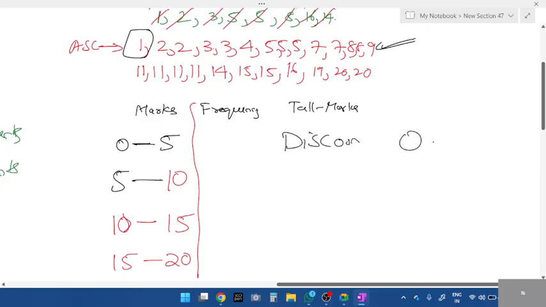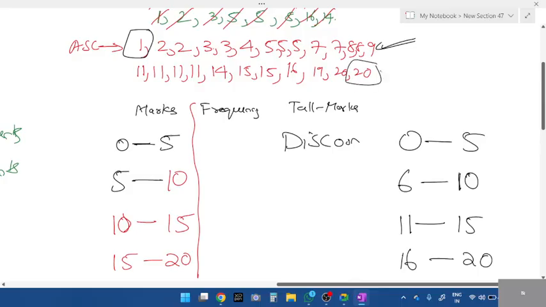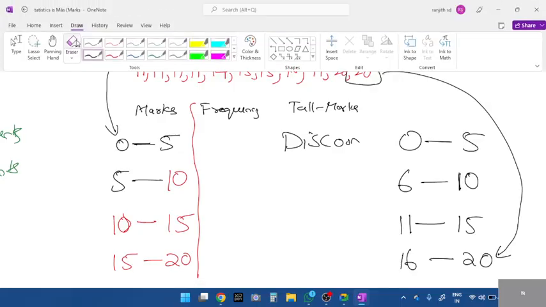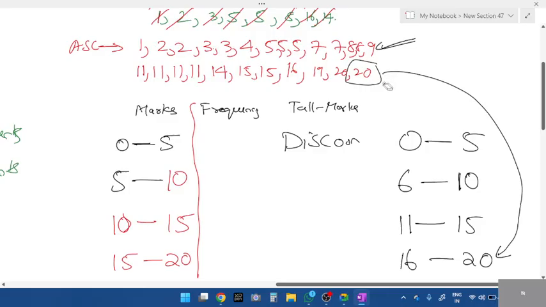Discontinuous is nothing but if you take 0 to 5, the next one should not be 5. It should be from 6 to 10. Next, it shouldn't be 10. It should be from 11 to 15. Then, after 15, 16 to 20. Maximum there are 20 numbers, so take up to 20. That is enough. Minimum 1 is given, no problem. This is the difference between grouping methods, students, continuous and discontinuous. Did you understand what is continuous and discontinuous?